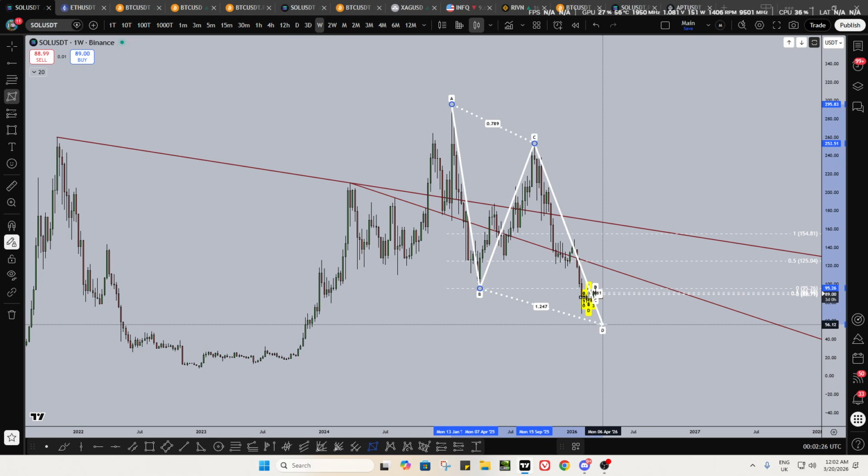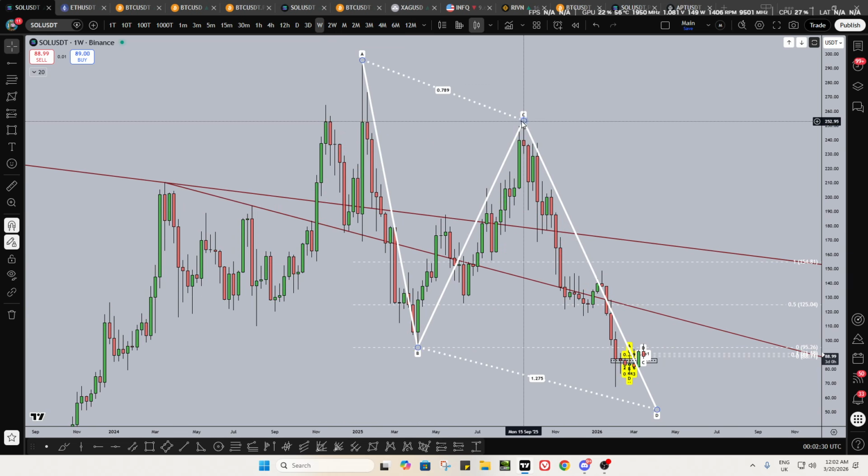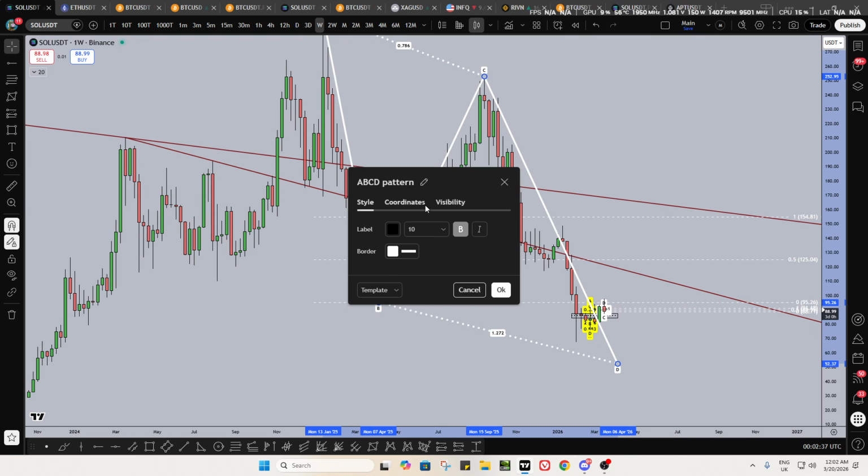The 5-point wave structure is way too clean to ignore, with a 1.272. This would be a godsend. 786, 1.272. There we go. Around $50 something.